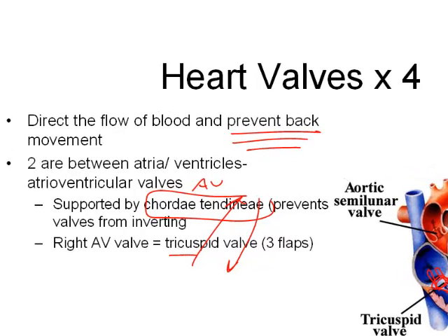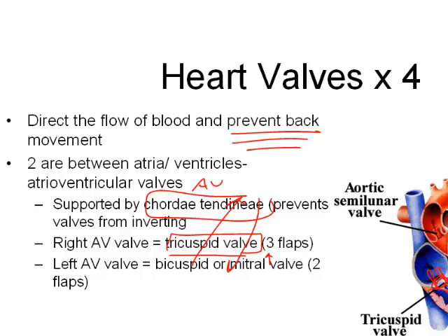We also call this right AV valve the tricuspid valve, and the reason why we call it that is because it has three little flaps on it. Whereas the left AV valve, we call it the bicuspid, or another name for it is the mitral. Most of the time people refer to it as the tricuspid or bicuspid.